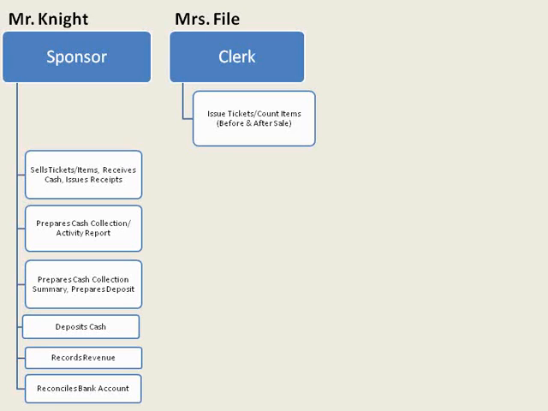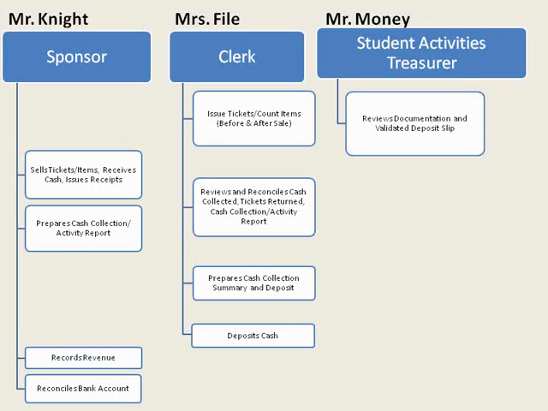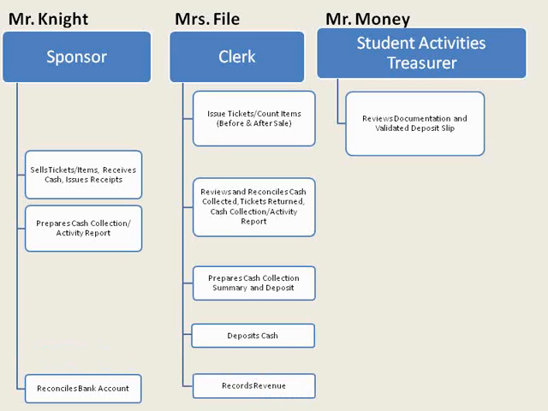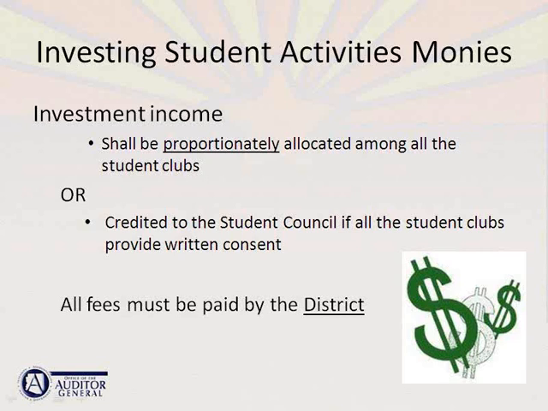Mr. Knight, who oversees the actual sale, should then complete the activity report. Mrs. File then can review the report and reconcile it to the tickets issued and returned and the cash collected. Mrs. File can also prepare a cash collection summary if needed and prepare and make the deposit. The item should not be done by Mr. Knight. The Student Activities Treasurer, Mr. Money, should then review all of the documentation, including the validated deposit slip. Mrs. File could then record the transaction instead of Mr. Knight. Mr. Money can then review the transaction and reconcile the bank account instead of Mr. Knight having that responsibility. So, through this process, the monies have been received, recorded, and deposited in a governing board-approved student activities bank account.